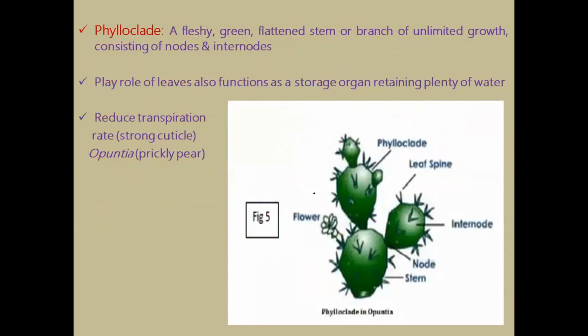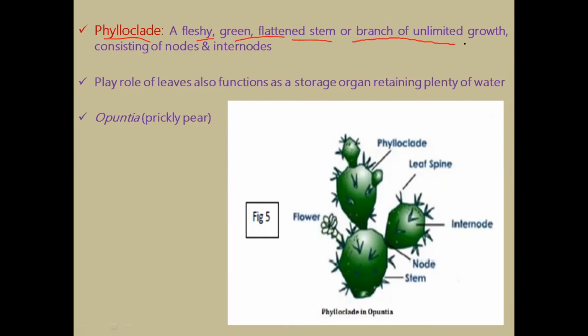The next type of aerial stem modification is phylloclade. Phylloclade is a fleshy green flattened stem or branch of unlimited growth and consisting of nodes and internodes. Phylloclade plays the role of leaves because it is greenish in color and contains chlorophyll. Also, it functions as a storage organ, and it retains plenty of water, which is used in time of need. It is found in Opuntia, also known as prickly pear.